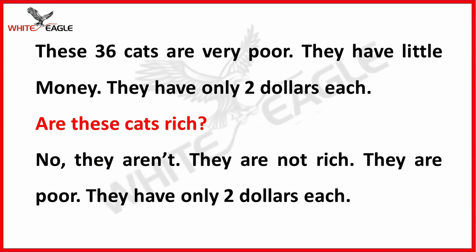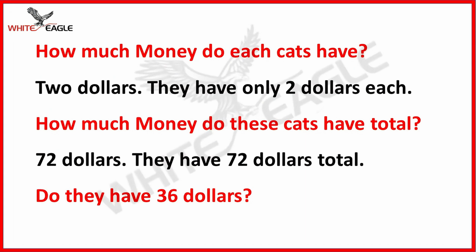These 36 cats are very poor. They have little money. They only have $2 each. Are these cats rich? No, they aren't. They are not rich. They are poor. They only have $2 each. How much money does each cat have? $2. They have only $2 each.